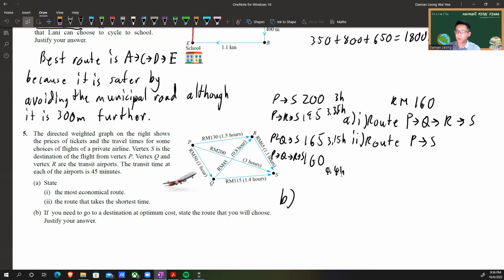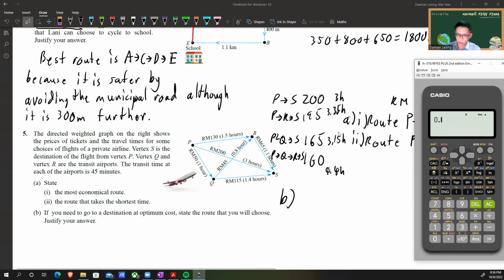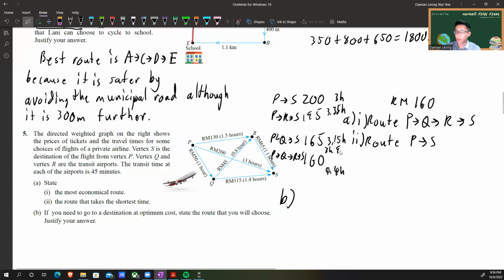If I count 0.15 of an hour, 0.15 times 60, you get 9. Means it's 3 hours, 9 minutes. So it's an extra 9 minutes compared to the 200 ringgit. So definitely the best choice would be the route PQS. So you comment on both things, the time and also the price.